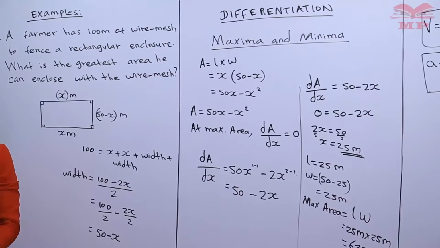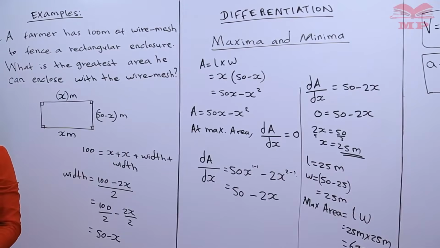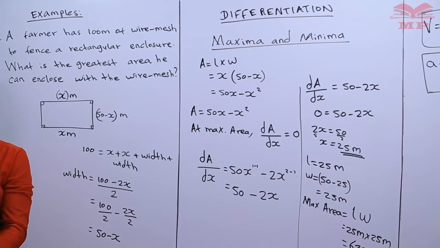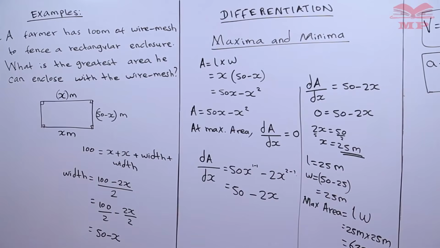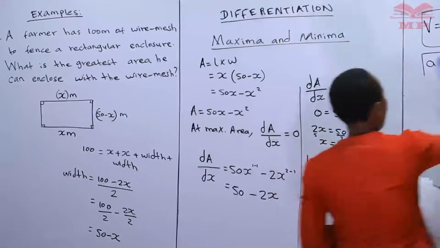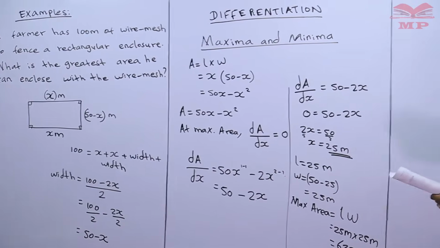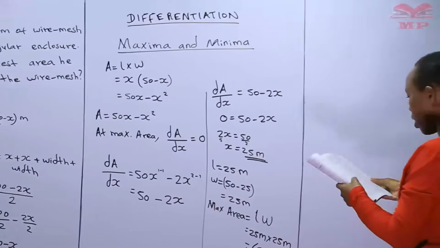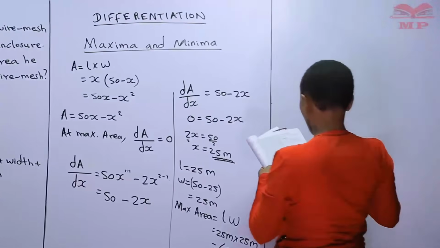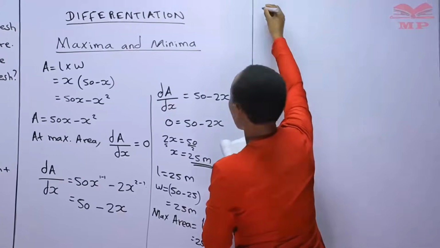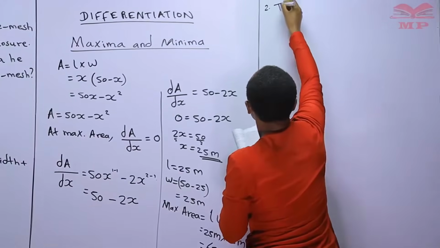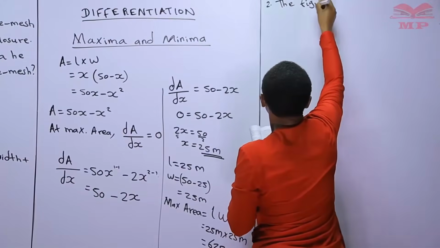Question again on maximum and minimum. We need to do another question. Question number 2. Maximum and minimum. So we have the following. This is number 2. We have the figure below.